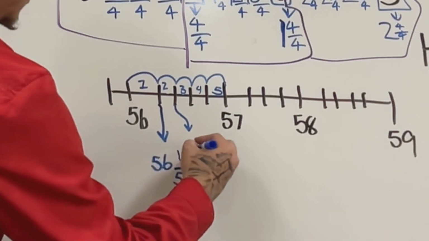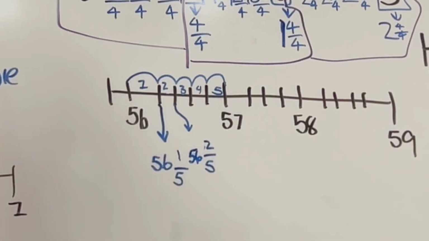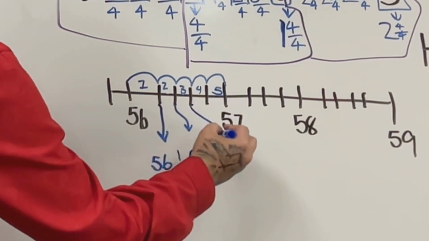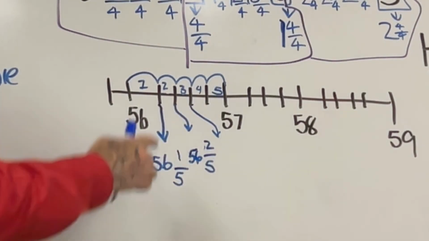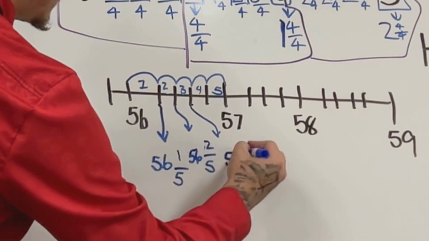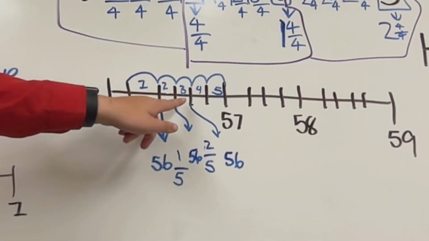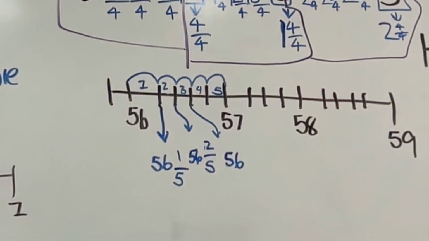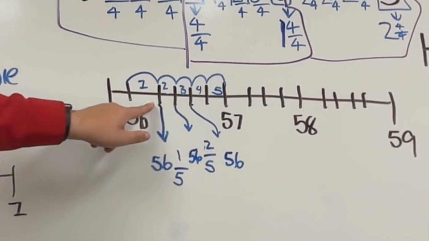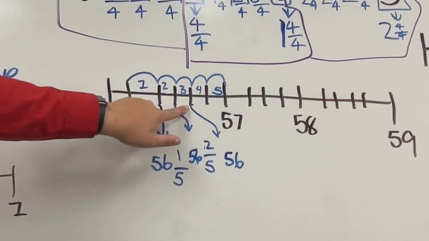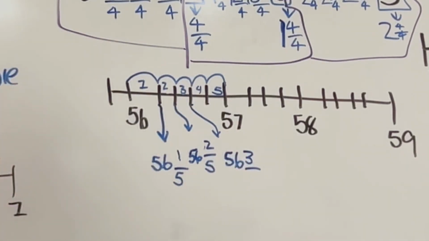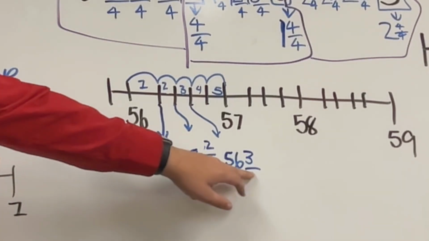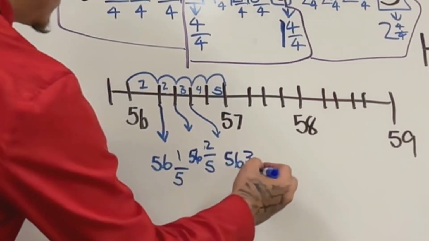Let me rewrite that. 56 and 2/5. Let's look at this one right here. I'm only writing it down like this so you can see it. What space is this? So we know that our whole number is 56. What space would this be? 56 and what? What's the space we're on now? This is 1, 2, what comes next? 3. So this is 56 and 3 what? 3/5 because we have 5 total parts.